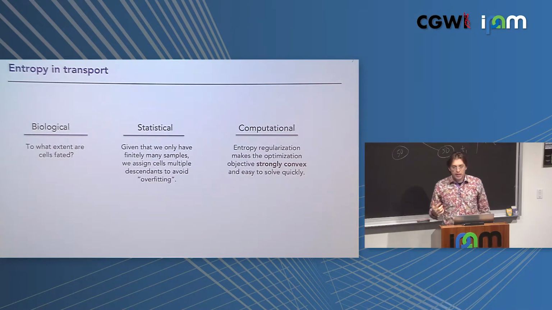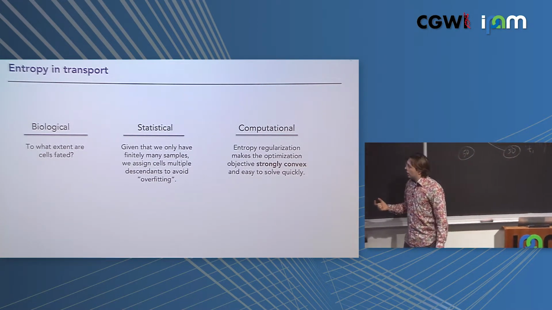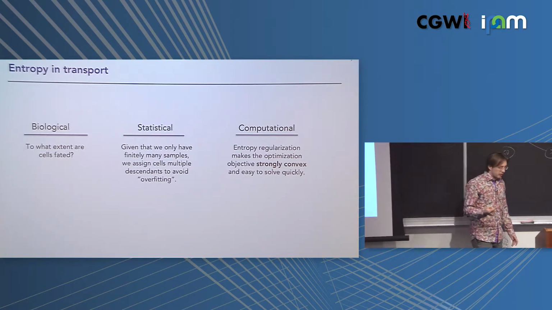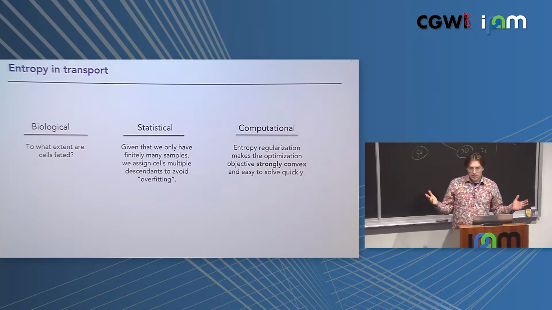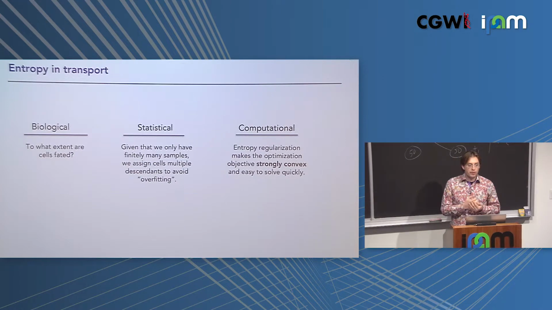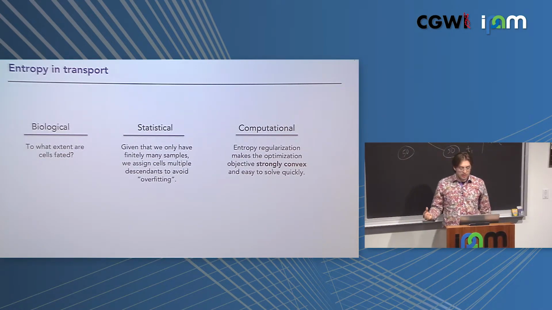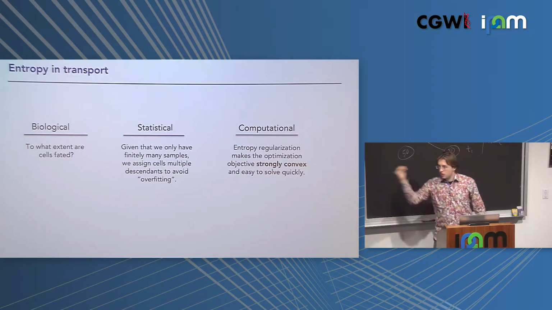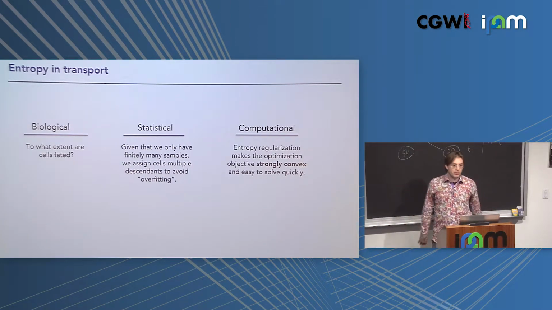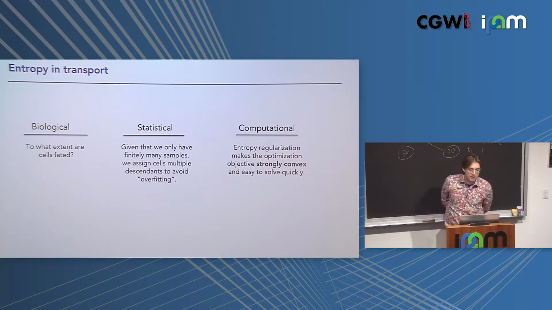There are kind of three reasons that we might want to have entropy. Firstly, biologically, to what extent are cells fated? If we just have a perfect matching with no entropy, then our estimate is going to just say this cell goes to this cell, right? But maybe a cell might have two possible ways it could go. So there might be some biological component to the entropy, that a cell's fate is not fully specified.